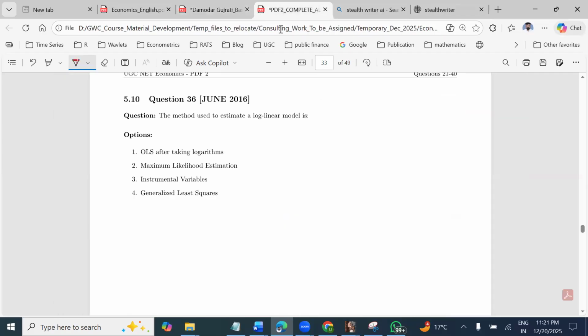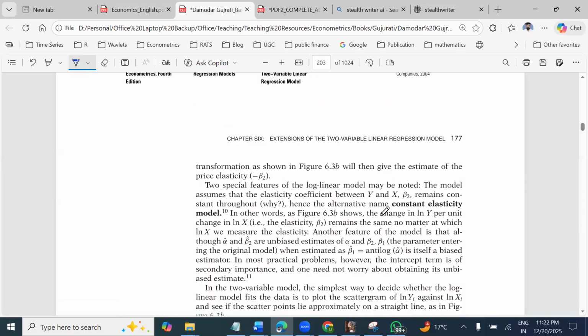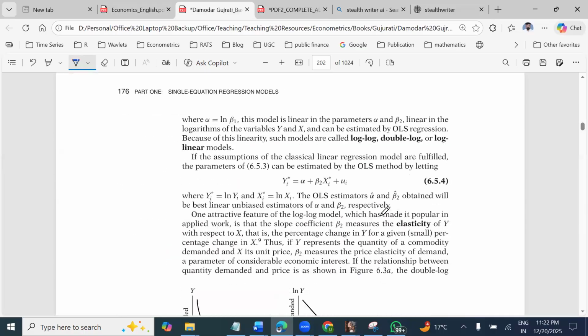This question is very interesting: the method used to estimate the log-linear model. Now you are sure what a log-linear model is? How will you write it? yi equals beta 1 plus beta 2 ln x plus ui. Is it a log-linear model? Just now I told you. Which type of model is this?